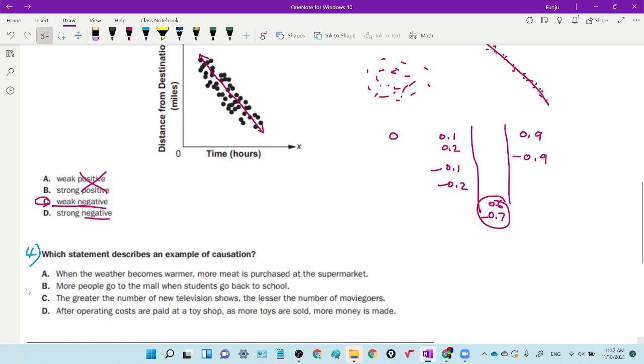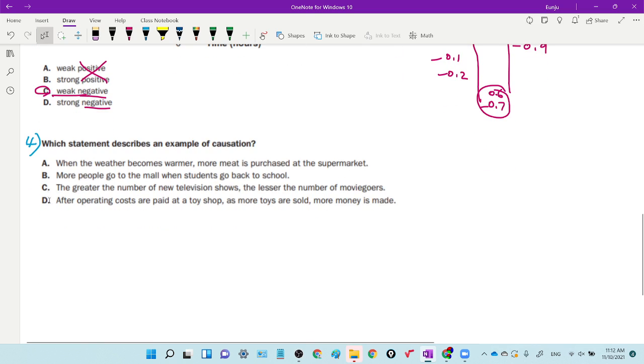All right, next one, number 4. Which statement describes an example of a causation? Causation, because of that, this happens. That is causation. In other words, cause and effect, in English class or social studies class, okay? Cause and effect. So you are reading A, B, C, D, and then you will find the example of causation. Causation and correlation are not always the same thing, okay? That was one lesson today.